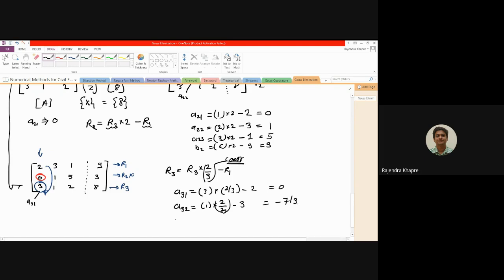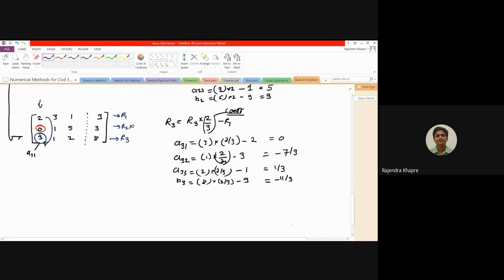Similarly, A33 will be 2 into 2 by 3, then minus, what will come here? 1. Okay. How much is this? 1 by 3. 1 by 3. And lastly, you will be operating on B3. So B3 will be 8 into 2 by 3 minus this will be 9. How much is this? Minus 11 by 3. Minus 11 by 3.